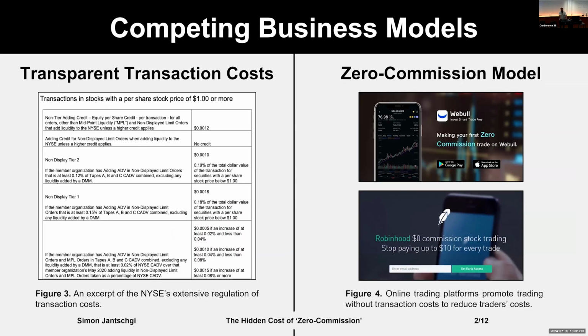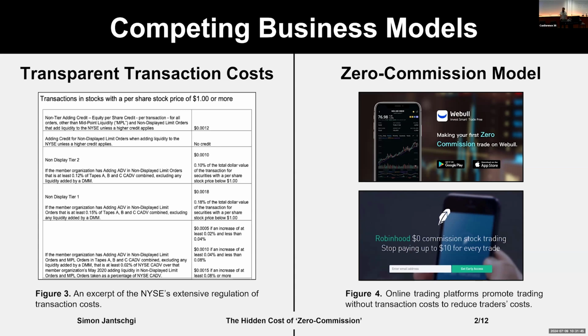Now, when it comes to the competition for retail traders, one of the key cornerstones centers around transaction costs. Traditional financial exchanges like the New York Stock Exchange, heavily regulated by the SEC, have to adhere to transparent and extensive transaction cost documents. Here you can see a page of a 30-page excerpt of the regulations of transaction costs on the New York Stock Exchange. On the right-hand side, most online trading platforms claim that they are zero commission. So they claim that they don't charge you any transaction costs at all.